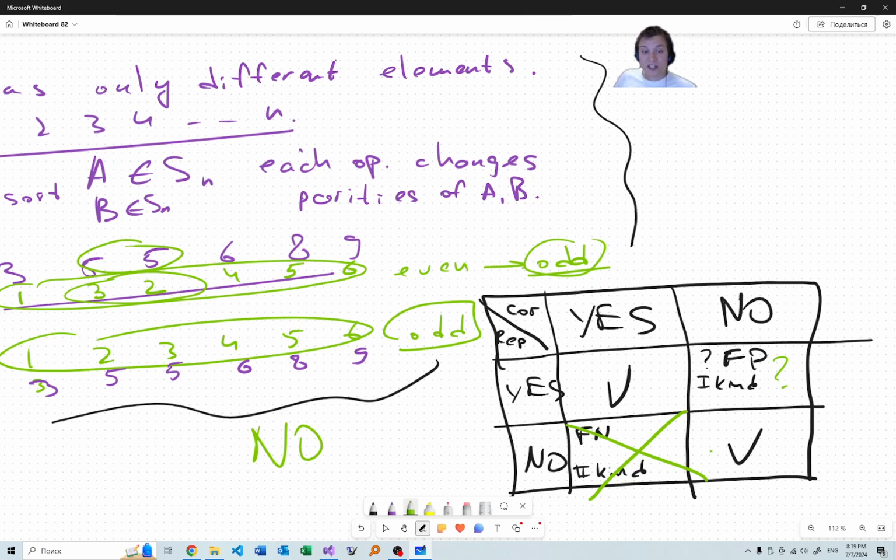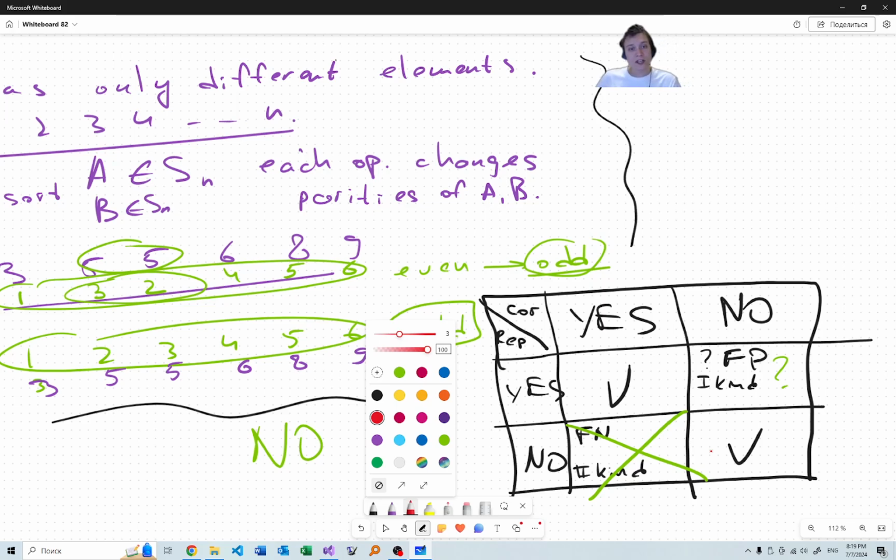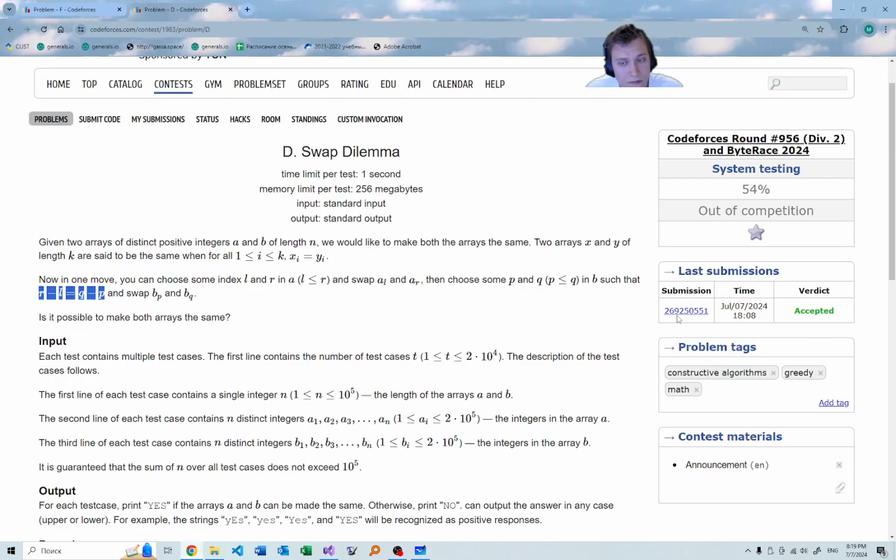Well, actually, for some reason, a false positive is also impossible. The actual reason is that somehow we can always preserve the first array and make any even permutation in the second array. Why is that? I honestly don't know. There are some reasons for that.